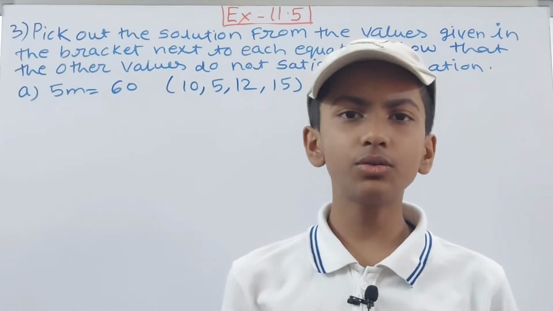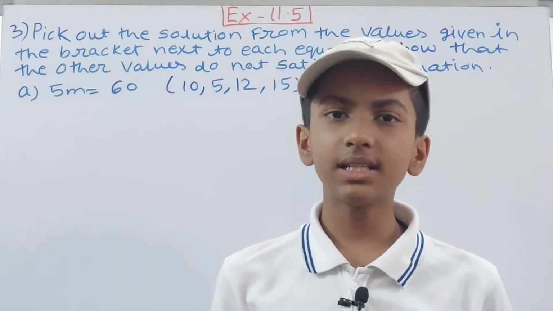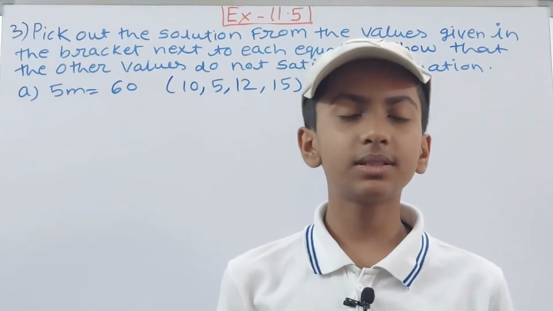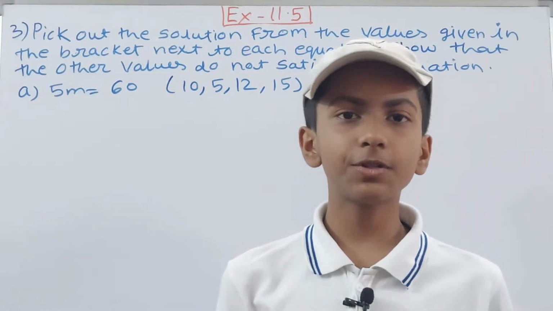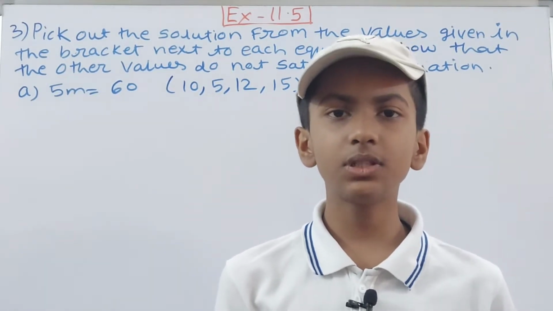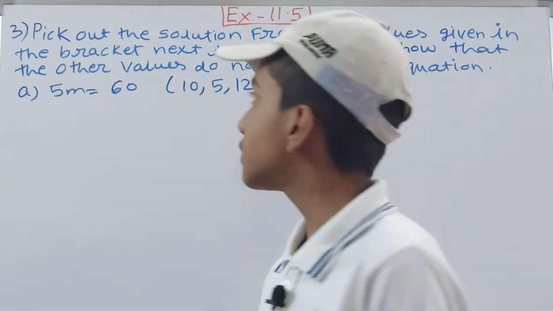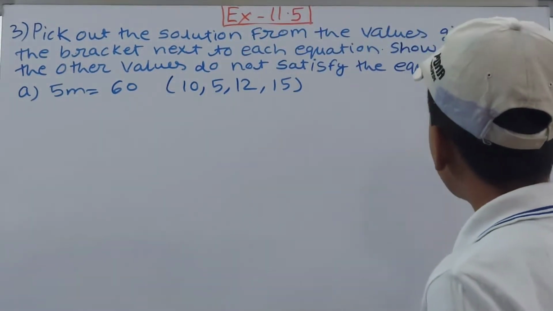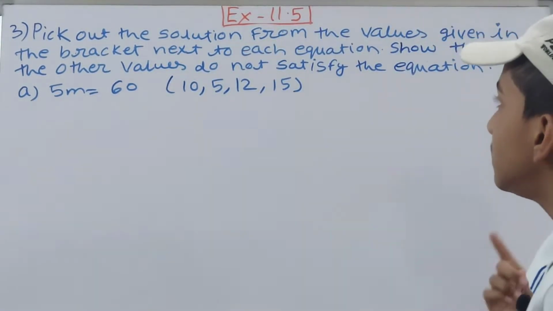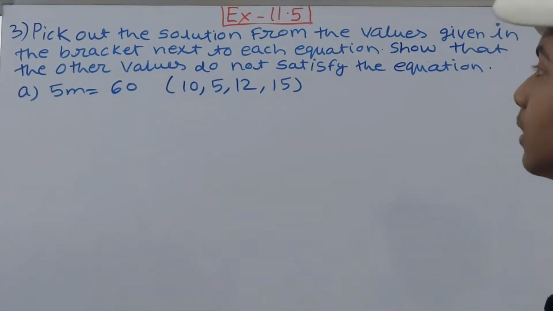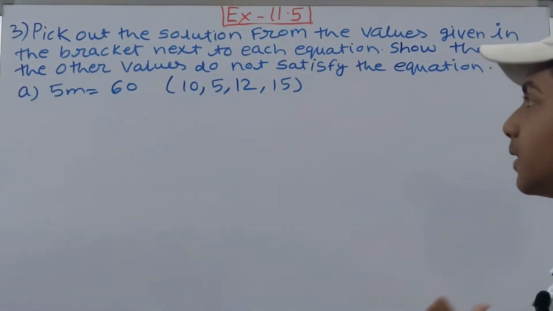In this video we are going to solve NCERT Maths Class 6 Chapter 11 Algebra Exercise 11.5 question number 3. So friends, without wasting any time, let's begin. This question is, pick out the solution from the values given in the bracket next to each equation. Show that the other values do not satisfy the equation.